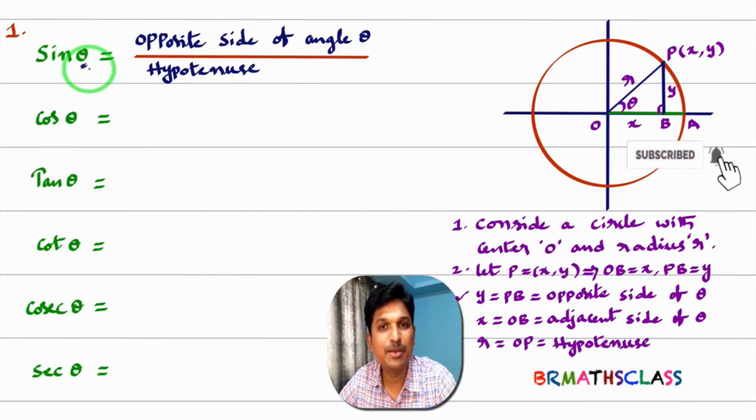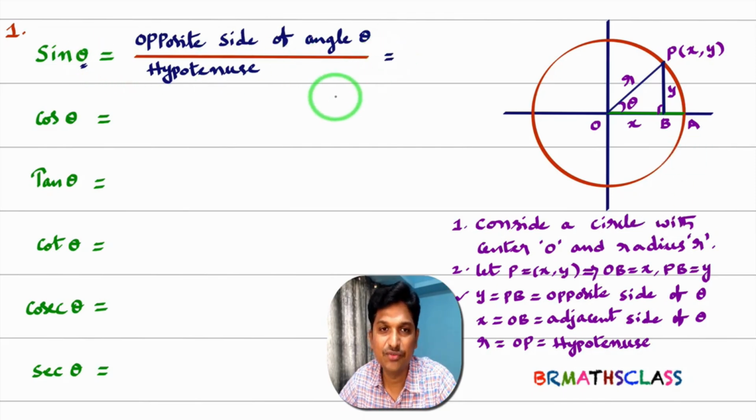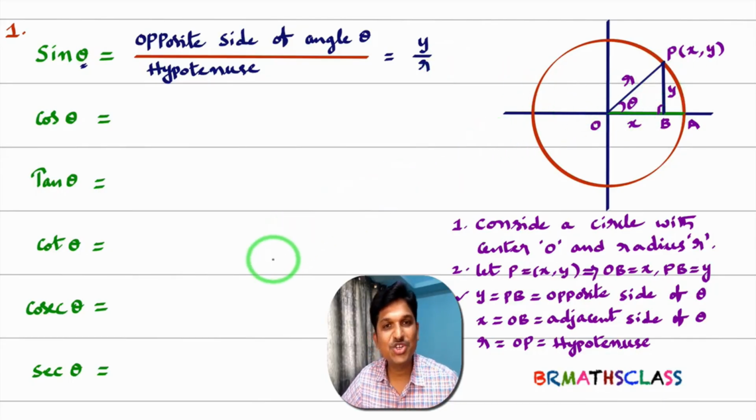Here theta is a real number actually. So in such case, this formula is very useful. Actually, y is the opposite side, r is the hypotenuse. So you learn the definition of sine theta. What is sine theta? Opposite side of an angle theta divided by hypotenuse. Sine theta can also be written as y by r.